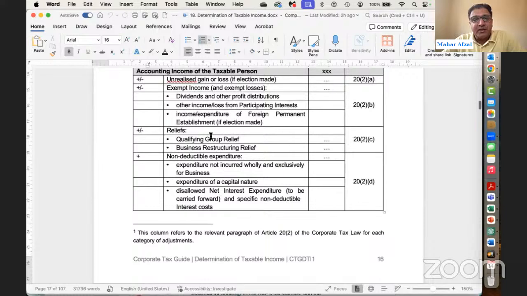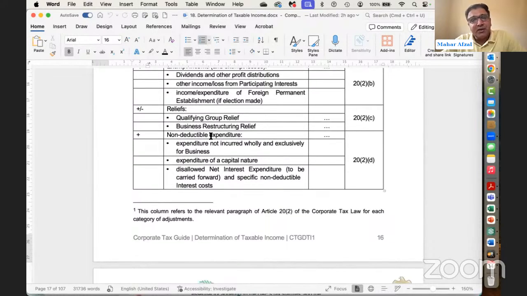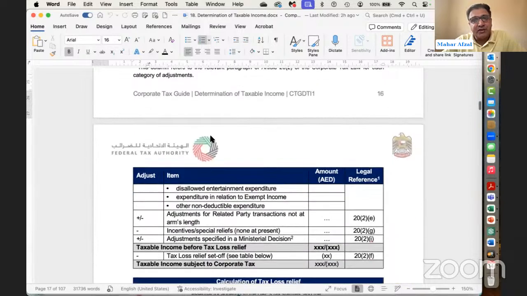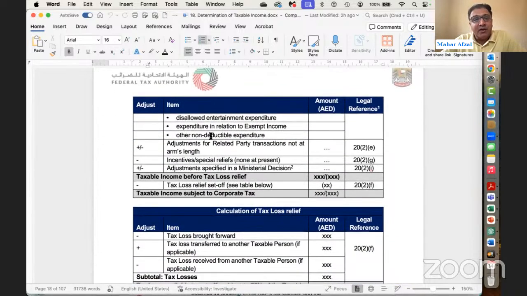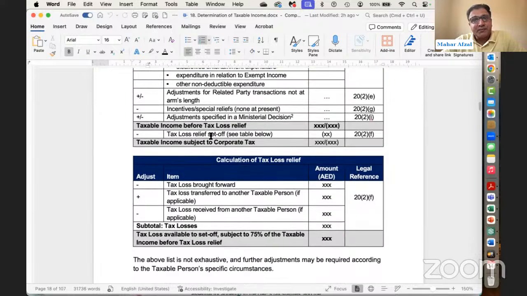Then we need to make adjustments for non-deductible expenses as well, because not all accounting expenses are allowable for tax purposes. After making all these adjustments, there might also be a transfer pricing adjustment, if you have made a transaction between related parties or with a connected person not at market value. After making all these adjustments, you will arrive at the taxable income or taxable loss. Then you can adjust the carry forward losses. We will look into this.